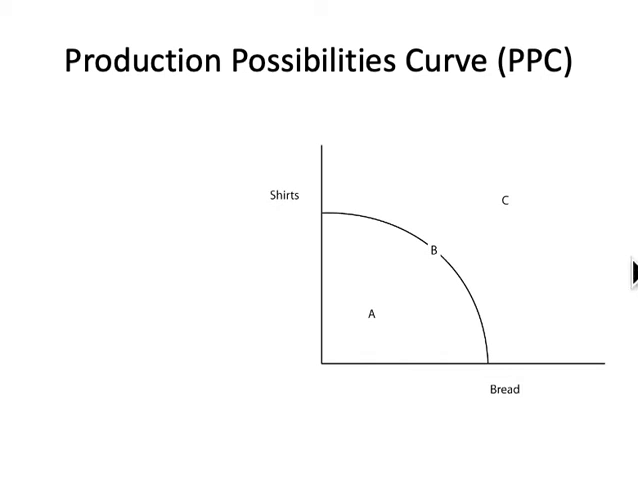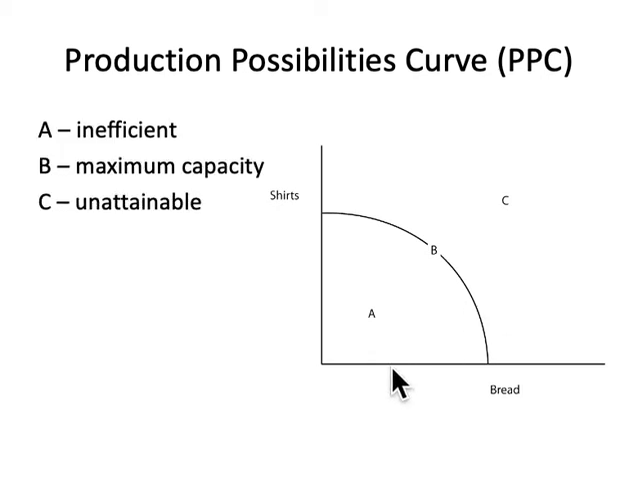Okay, and so let's just look at this. So this is the production possibilities curve right now, and so we have 3 points that I've shown you, and there's A, B, and C. So if we look at A, it is an inefficient scenario. B is a scenario of maximum capacity. And C is an unattainable scenario. Okay? So let's just look at what B might mean.